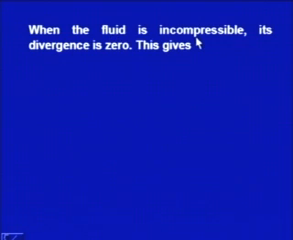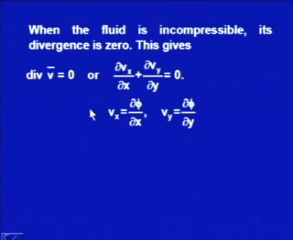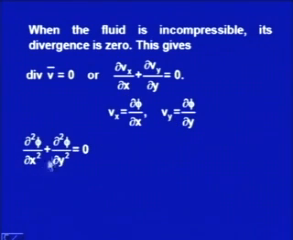When the fluid is incompressible, its divergence is 0. So, this gives divergence V bar is equal to 0, or delta Vx over delta x plus delta Vy over delta y is 0. And since Vx is equal to delta phi by delta x and Vy is equal to delta phi by delta y, that is what we have assumed, we can substitute these Vx, Vy in this equation, and we have delta 2 phi over delta x square plus delta 2 phi over delta y square is equal to 0. In other words, we say that the velocity potential phi is a harmonic function.